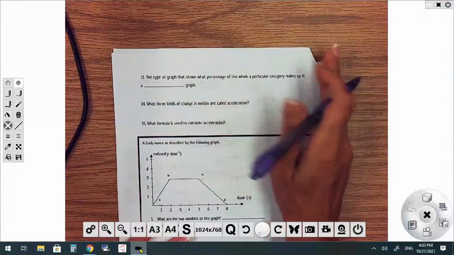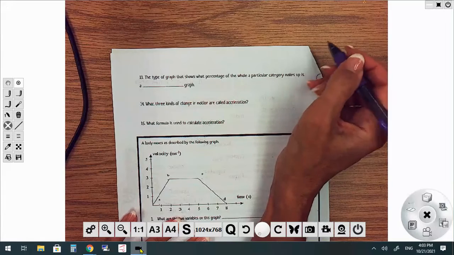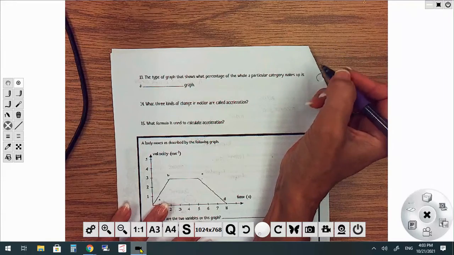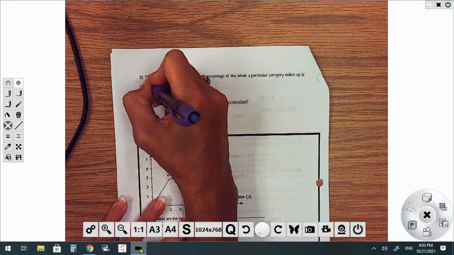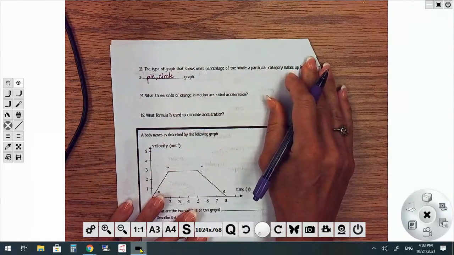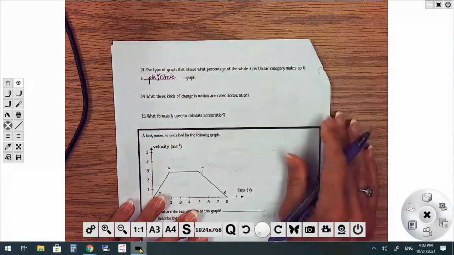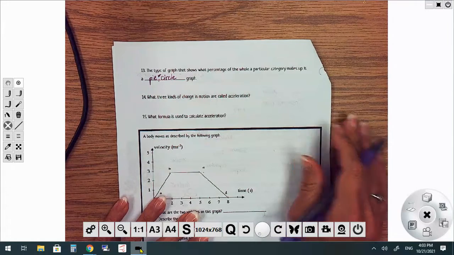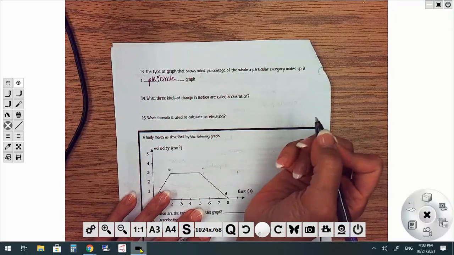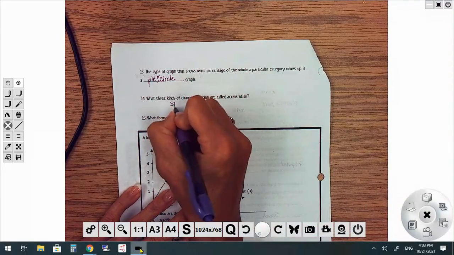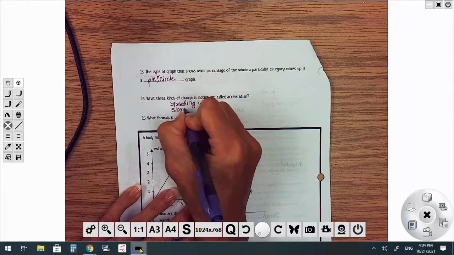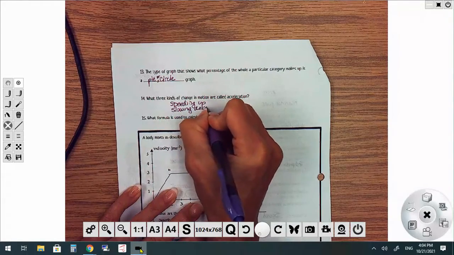The type of graph that shows what percentage of a whole or particular category makes up is what type of graph? It's a pie or circle graph. 14. What three kinds of change in motion are called acceleration? Speeding up, slowing down, turning.